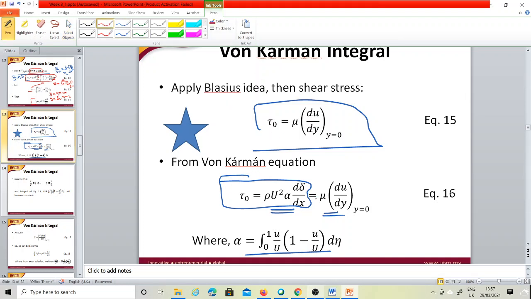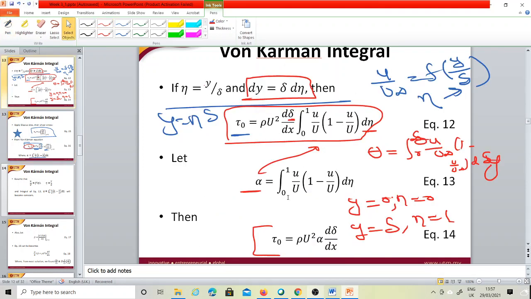The wall shear stress, in this case, you will get like rho u square alpha d delta by dx. Okay, so this is from the Kármán integral, and this one is for the Blasius form. So both represent the same wall shear stress, and the alpha in this case, as you see in the previous slide, we have the alpha in this way, right?